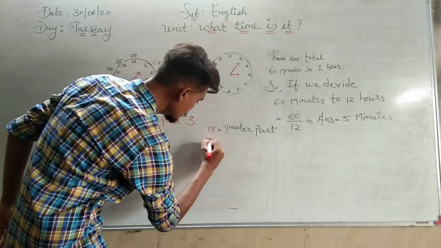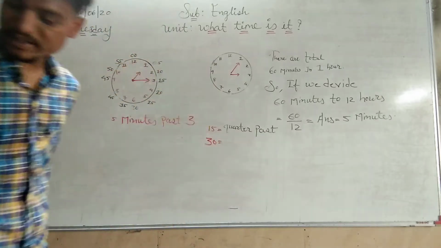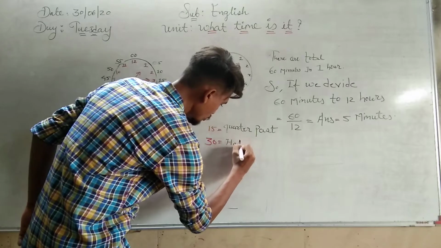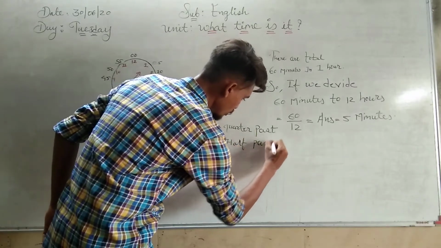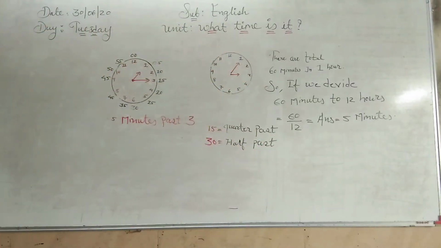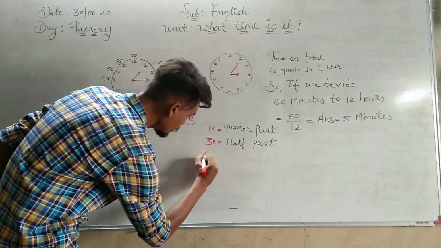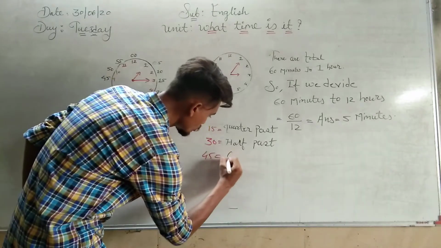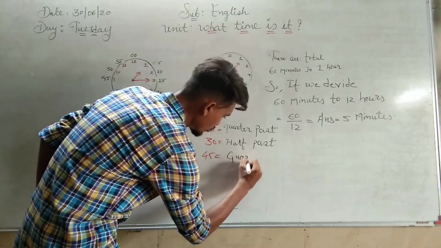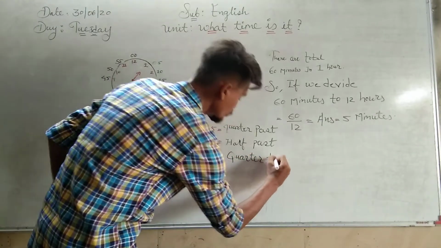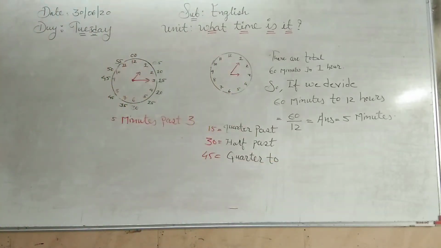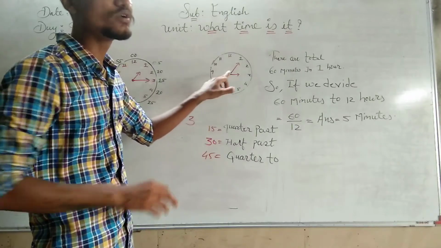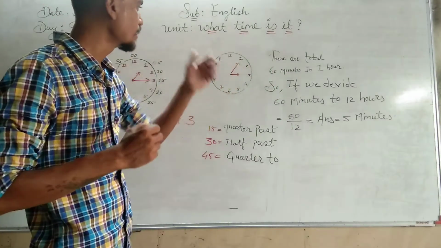If there are 30 minutes, what can we say? We can say half past. And if there are 45 minutes, we can say quarter to. Now, this is a very easy topic, but you have to just see what is actually there and how we can read the timing.